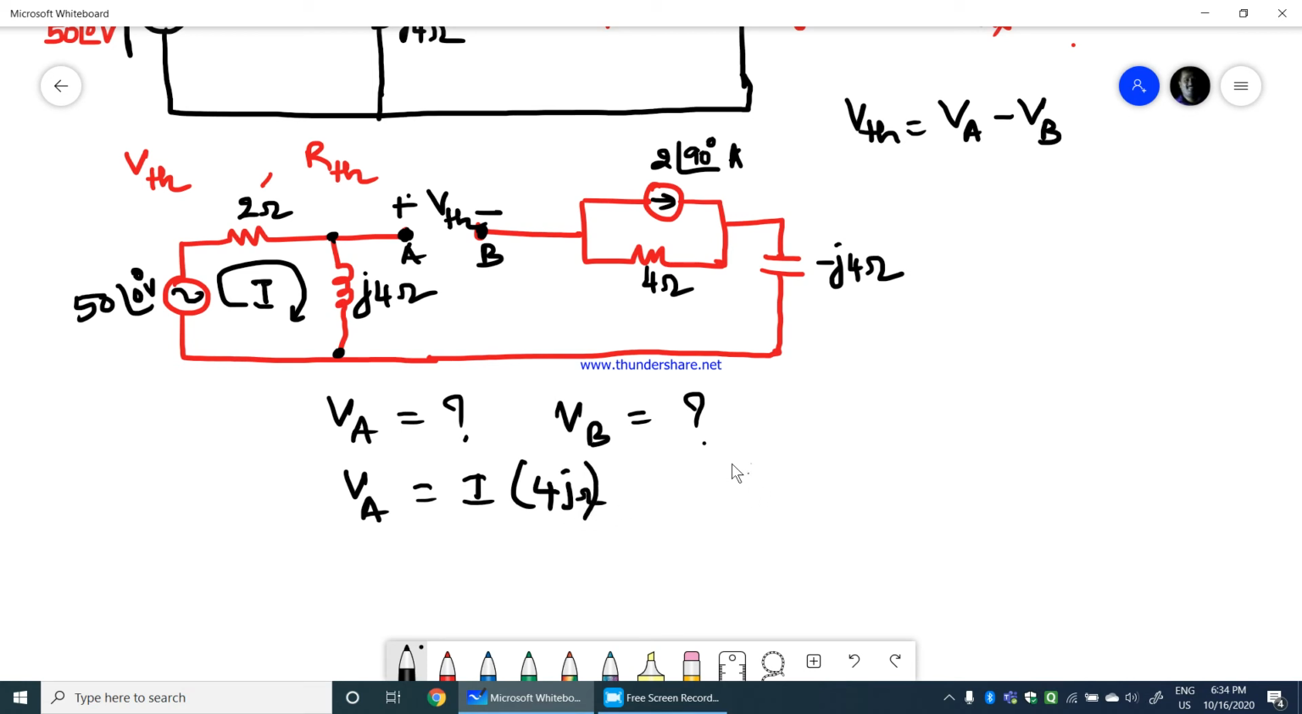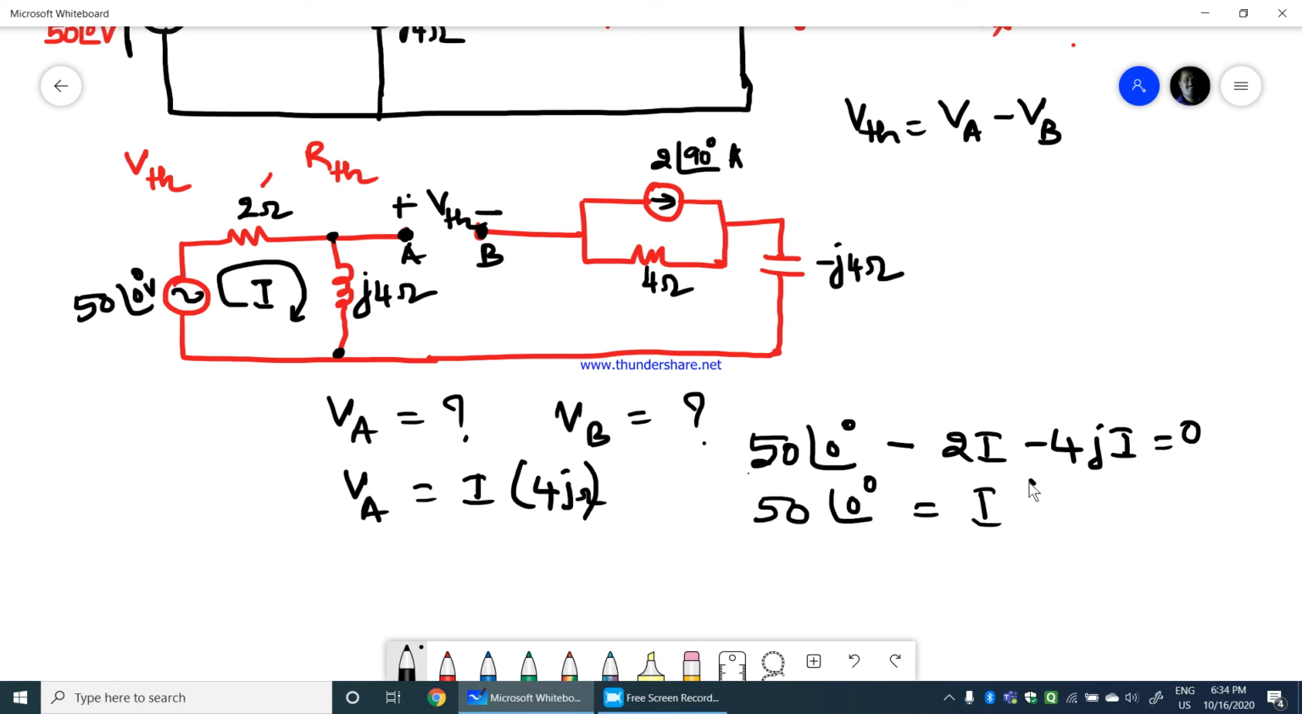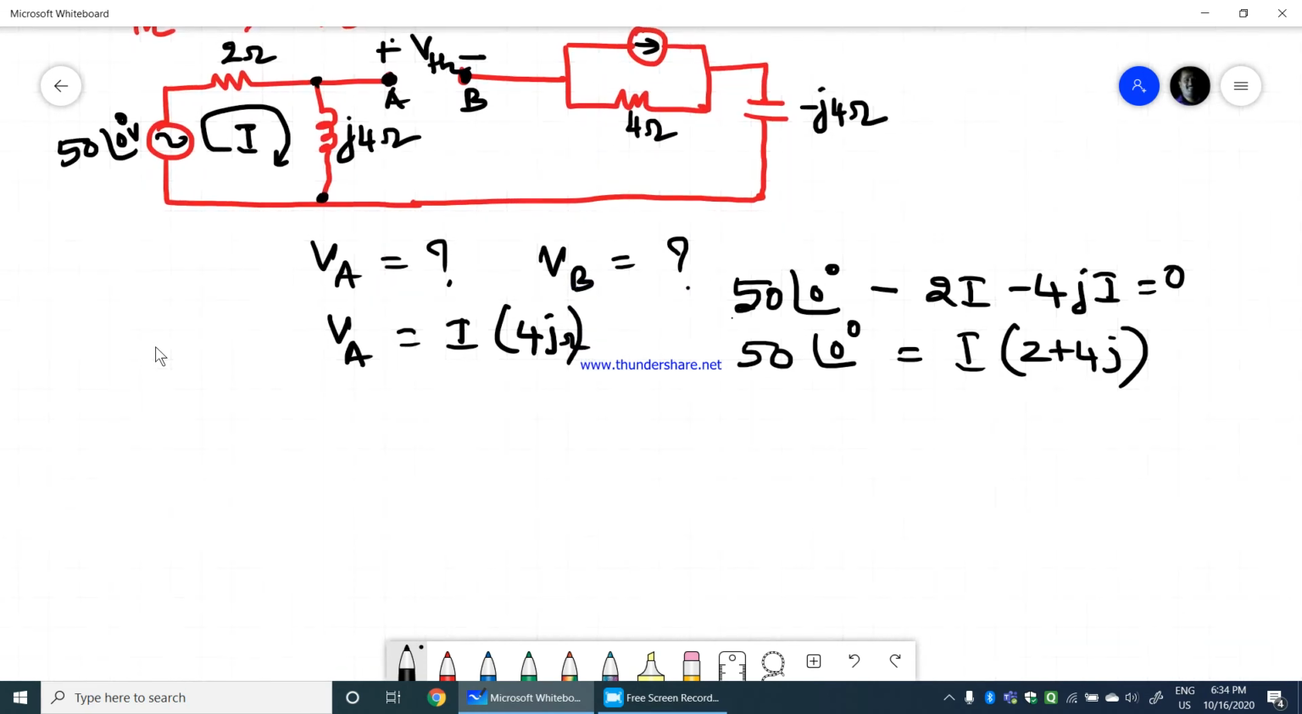Now what is I? Let me write the equation, which is 50 at an angle 0 degree. KVL is what we need to write here: 50 at an angle 0 degree minus 2I minus 4jI equals 0. Therefore 50 at an angle 0 degree would be equal to I into (2 plus 4j). Therefore I would be equal to 50 at an angle 0 degree divided by 2 plus 4j.